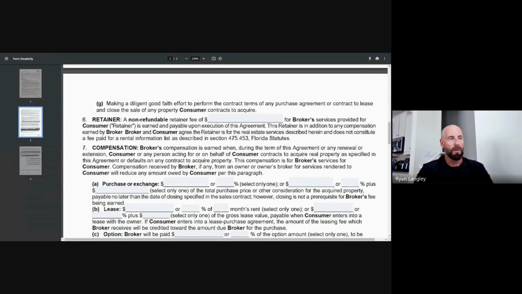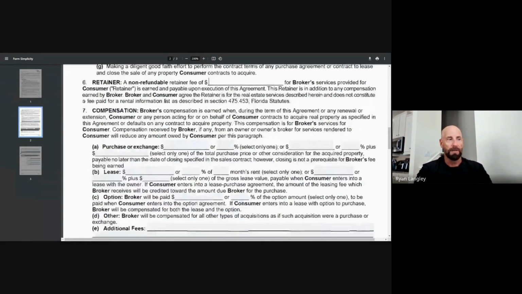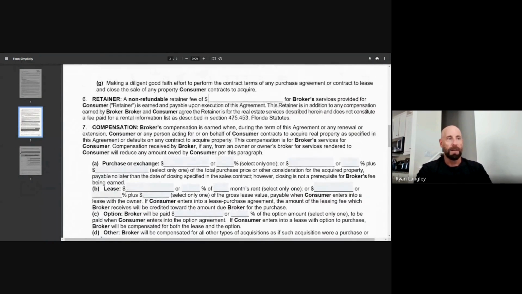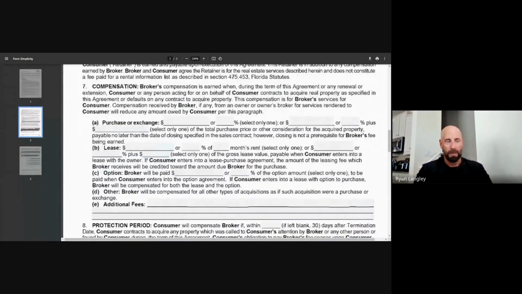Broker and consumer agree the retainer is for real estate services described herein and does not constitute a fee paid for rental information list, as you guys learned about the rental information list in school. Retainer fee. It is due right then. If you guys get $500 or $1,000 or whatever, it should be made out to FRI. We will turn it around for you. We keep 10%. We'll turn it around for you immediately, 24 to 48 hours.